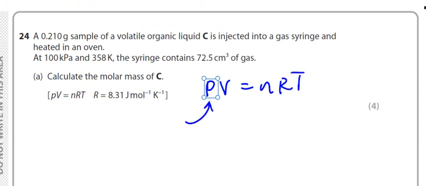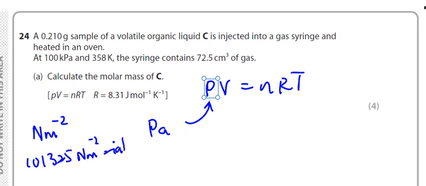The pressure is given in pascals, which is Newton per meter squared. In my theory lesson, I explained how to convert ATM to Newton per meter squared. That is multiplying by 101,325 Newton per meter squared equals 1 ATM. So in case you are given ATM, you have to multiply by this value to get Newton per meter squared. Volume has to be in meter cubed.